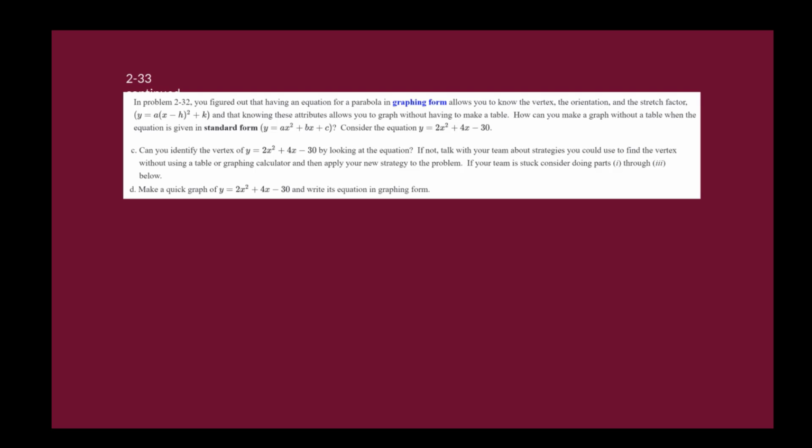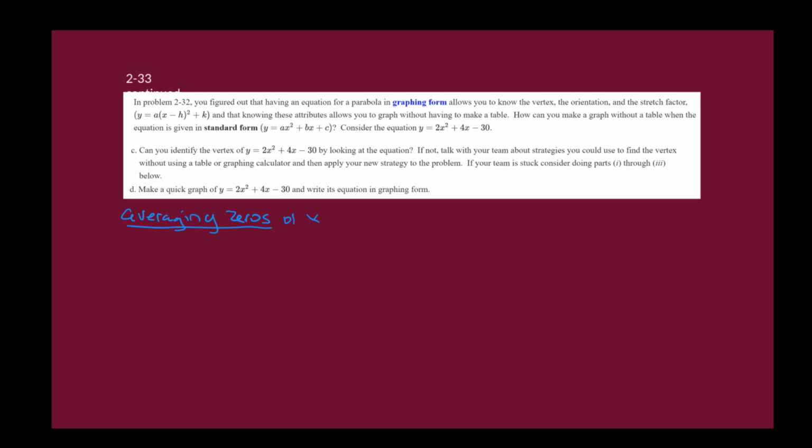Now, it says here, if your team is stuck, consider doing parts 1 through 3 below. You can look at those. That's totally fine. But I didn't list those because I'm just going to go over it. And then we will ultimately, with part D, show what a graph of this looks like to make sure we are correct. So the first method I'm going to use is called averaging zeros. So you're either averaging your zeros or x's.